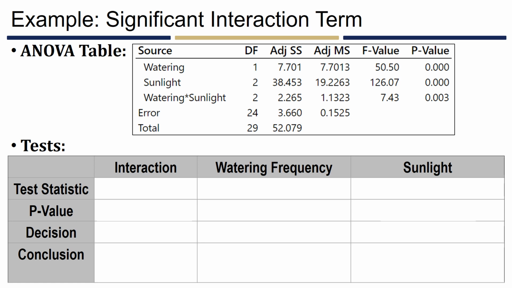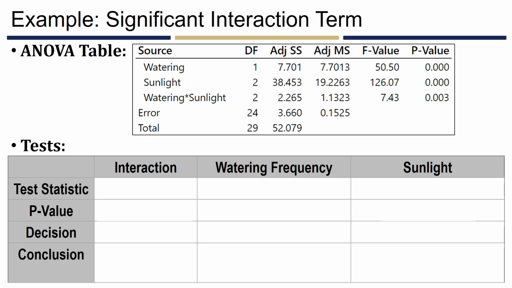In the second column, we have the degrees of freedom. Notice that because we have two categories for watering frequency, we're only going to have a single degree of freedom. But because we have three categories for sunlight, we're going to have 2 degrees of freedom. This extra category for sunlight is also going to cause us to have an extra degree of freedom in the interaction term.